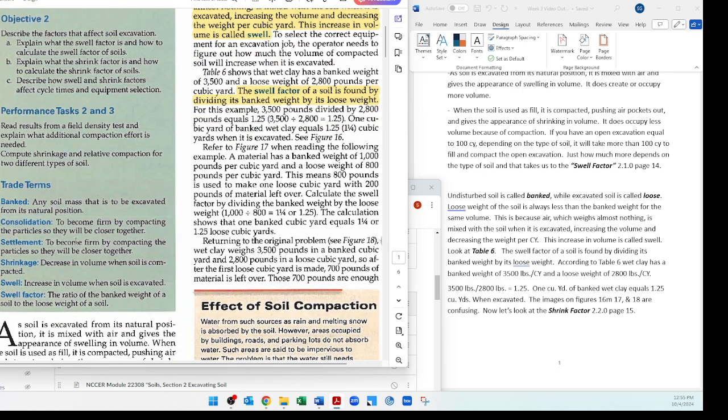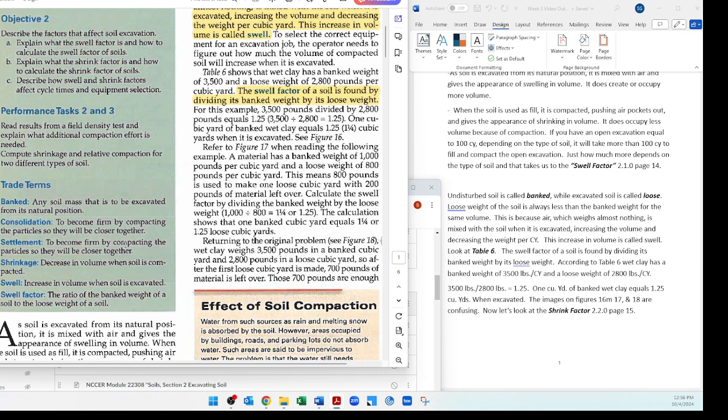Consolidation is a little bit like compaction, but it's not. The definition here is to become firm by compacting the particles so they will be closer together. That's okay. We'll let that go right now, but I want to separate this. Settlement is to become firm by compacting the particles so to be closer together.